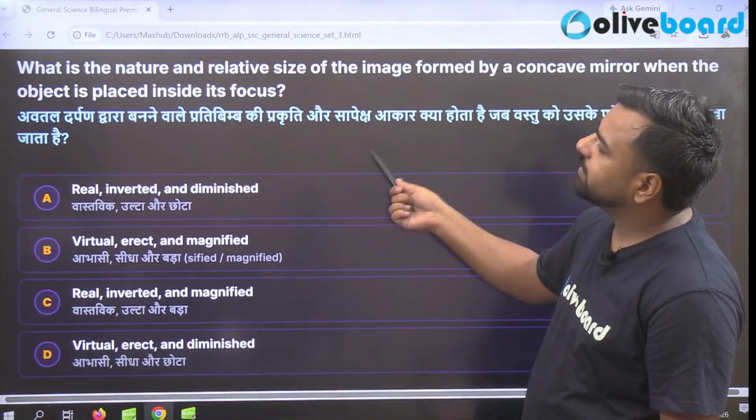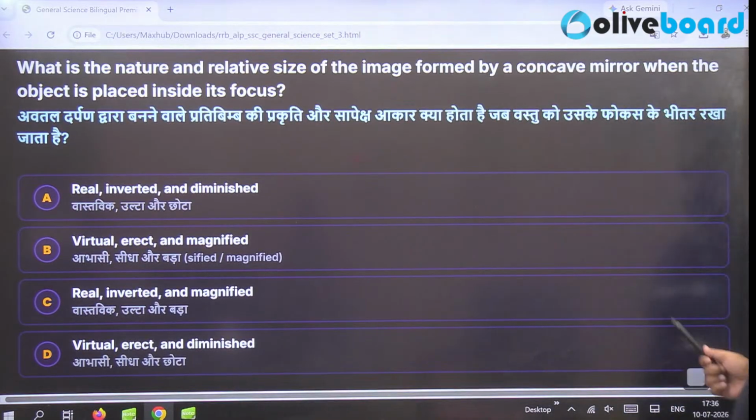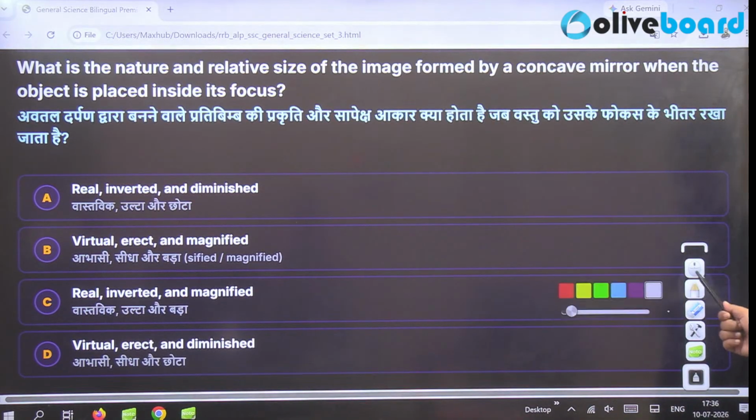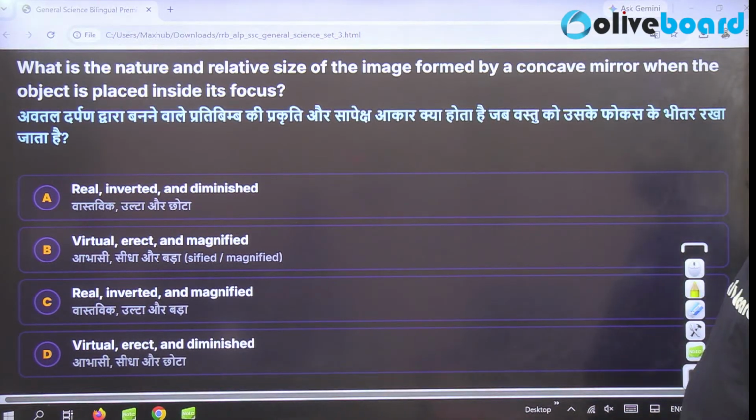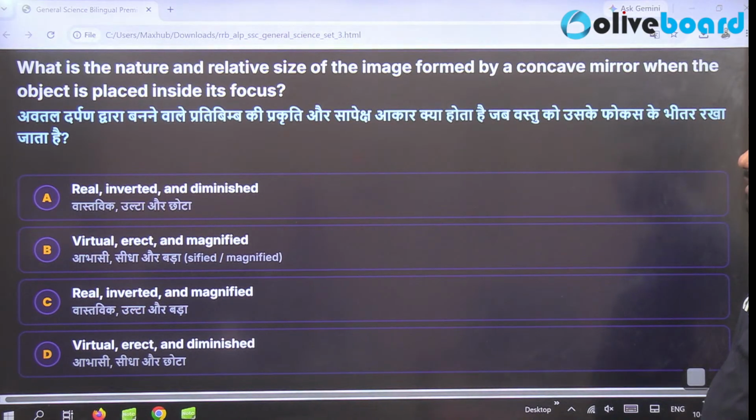it's some physics. What is the nature and relative size of the image formed by the concave mirror when the object is placed inside its focus? Will it be real inverted diminished? Will it be virtual erect magnified? Will it be real inverted magnified? Or will it be virtual erect and diminished? So what do you think will be the correct answer here?